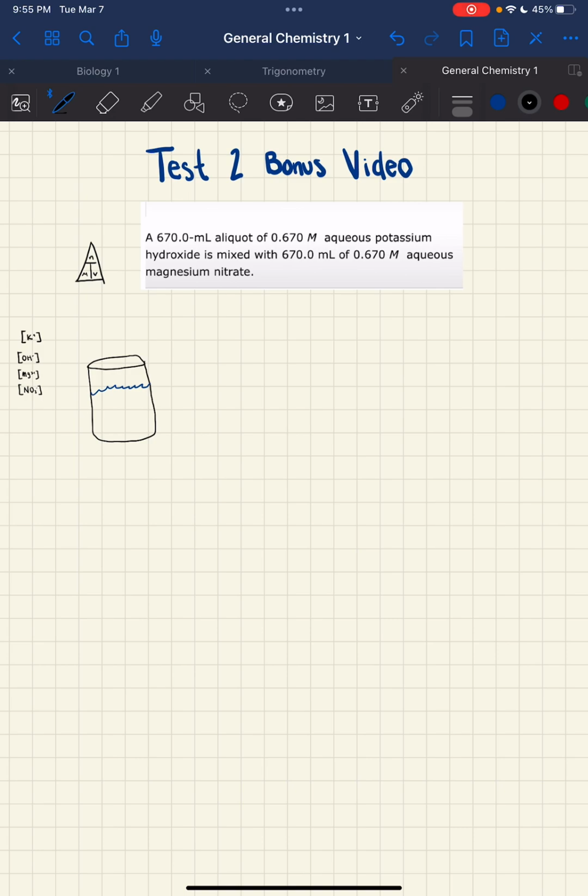Stoichiometry problem today. A 670 milliliter aliquot of 0.670 molarity aqueous potassium hydroxide is mixed with 670 milliliters of a 0.670 molarity aqueous magnesium nitrate.